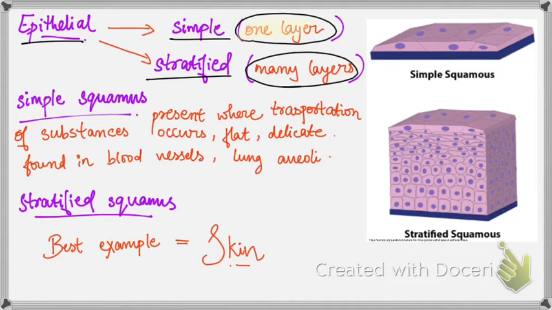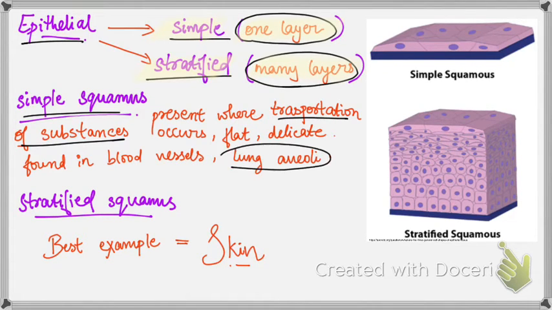And if we want to divide the epithelial tissues by type, then we have squamous epithelium, cuboidal epithelium, glandular epithelium, columnar epithelium, and ciliated epithelium. Now one by one we'll learn about all of these, starting with simple squamous epithelial tissue. These are present where transportation of substances occurs, like in blood vessels or lung alveoli. These are very thin, flat, and delicate tissues, with only one layer of squamous epithelium.